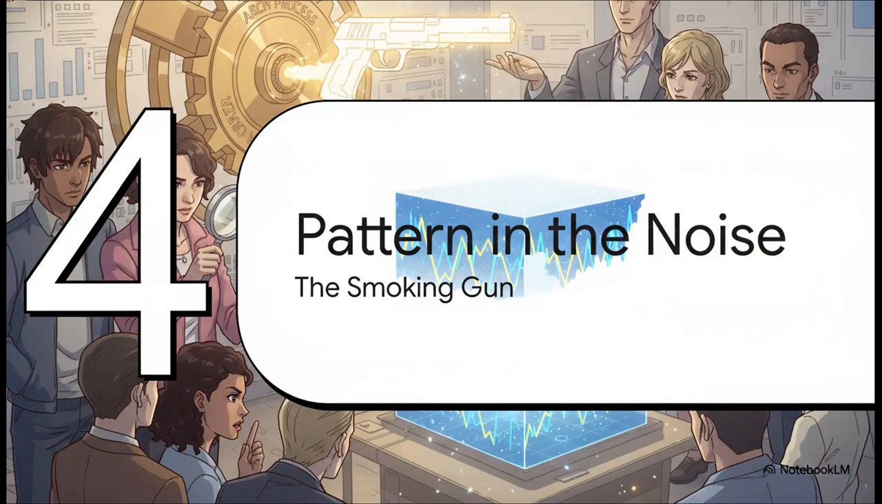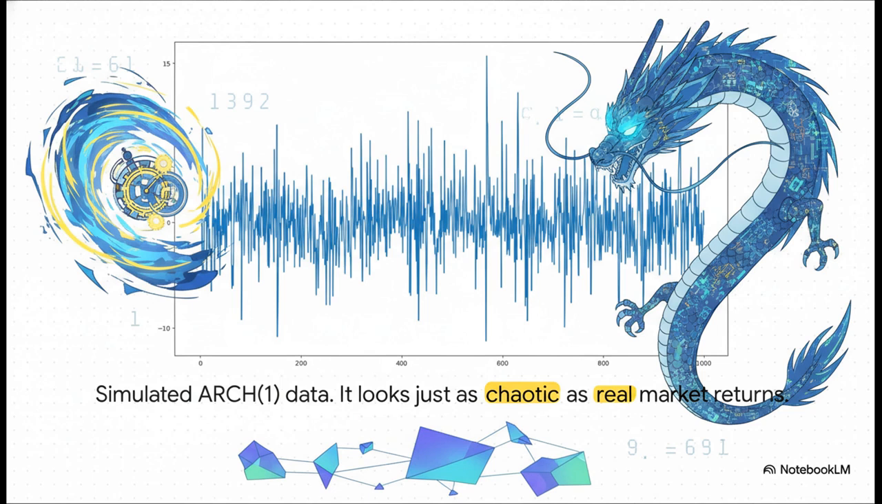And now, for the moment of truth, the climax of our investigation, we have a suspect, this ARCH process, that claims it can explain the patterns we're seeing. It's time to see the definitive proof, the smoking gun that's going to confirm our entire theory. So first, let's look at some data that we know was generated by an ARCH model. This is a simulation. And what do you see? It looks just like the real Google data, doesn't it? It appears to be completely random, full of these unpredictable bursts. The pattern is still totally hidden.